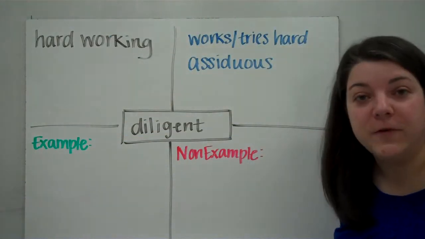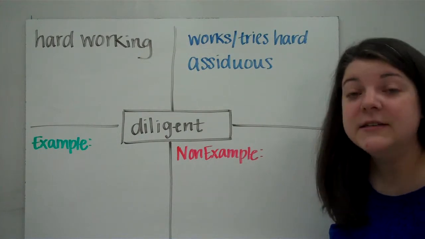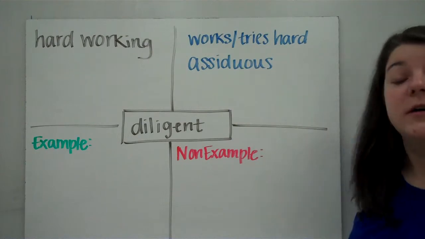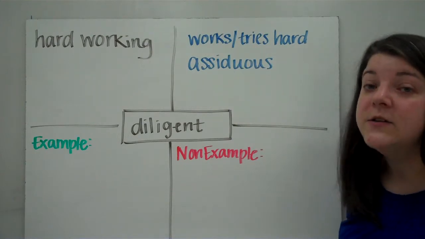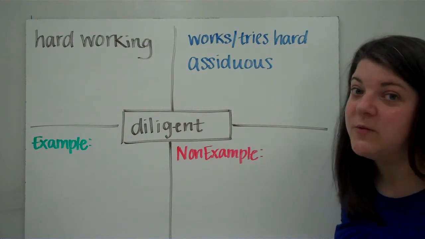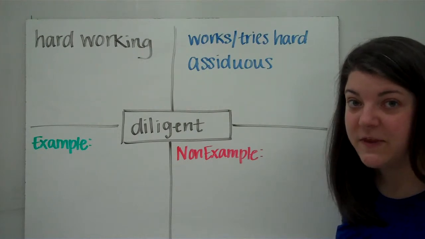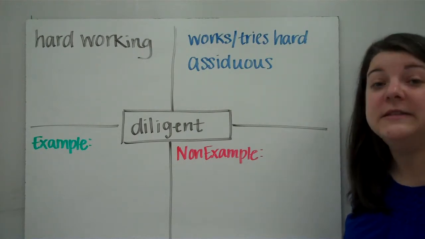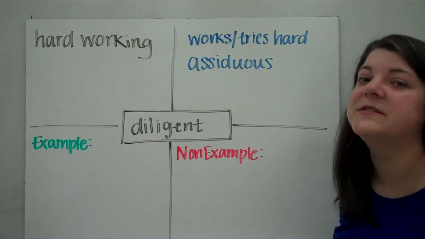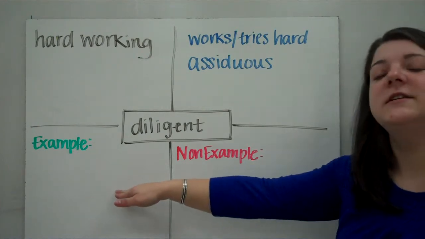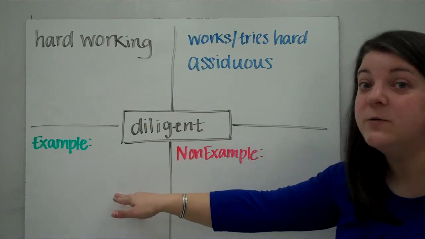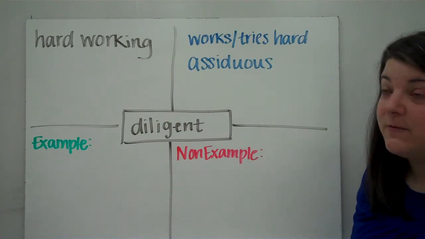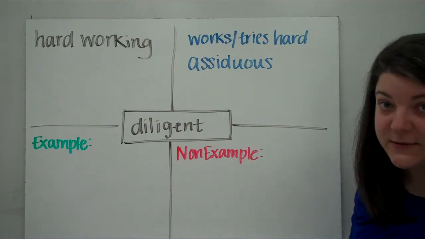And our last word for the week is diligent. Diligent means hardworking. So this person is going to work and try very hard. So if you remember from last week, we had another word that meant the exact same thing. It's assiduous. So a person who is diligent is also a person who is assiduous. So give me an example of someone you know in your life who is very diligent. And then give me an example of someone in your life who is not at all diligent.